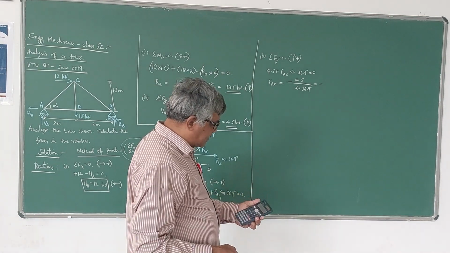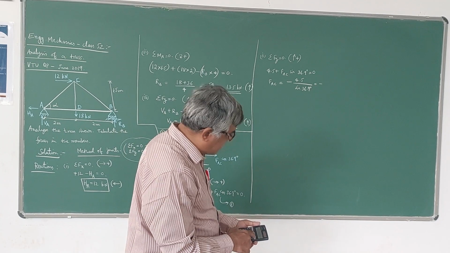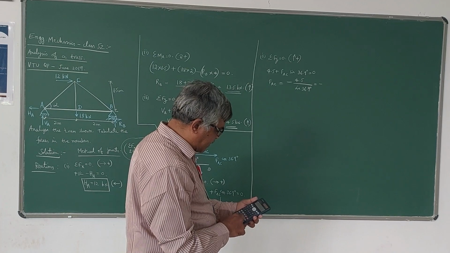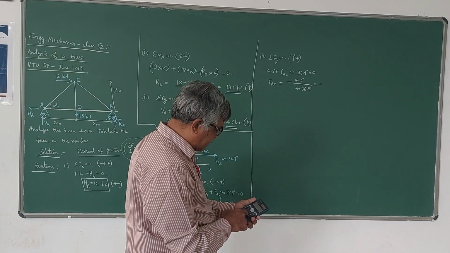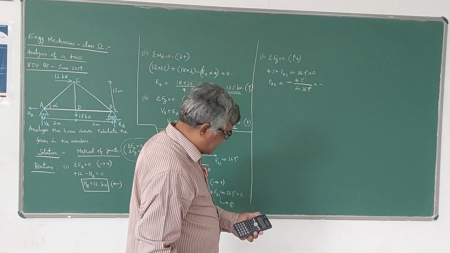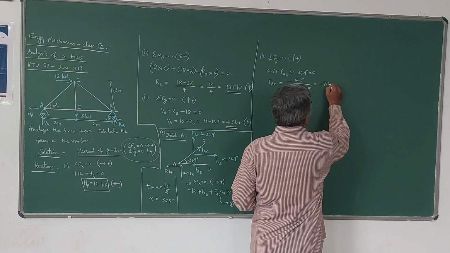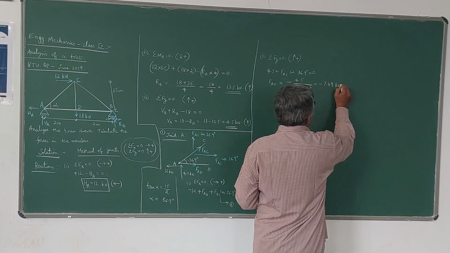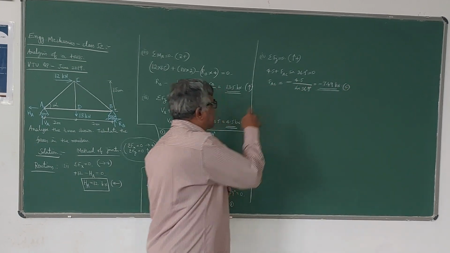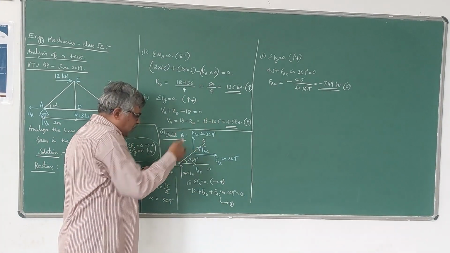So 4.5 divided by sin 36.9 is 7.49. So minus 7.49 kilonewton. So this is the force, a compressive force. I write C for compression because it is negative. So FAC is a compressive force. That means it will be acting towards the joint.